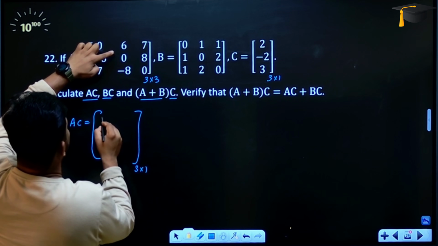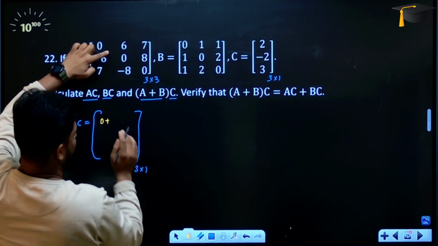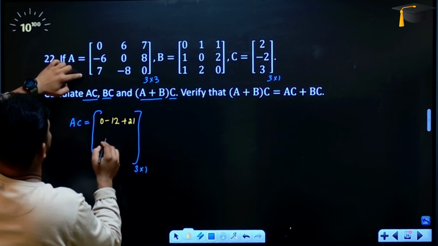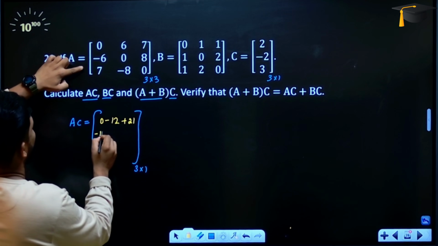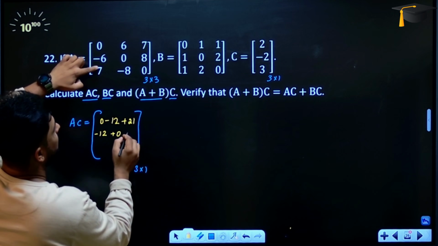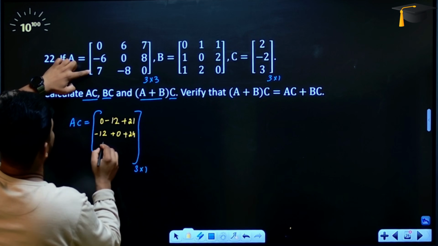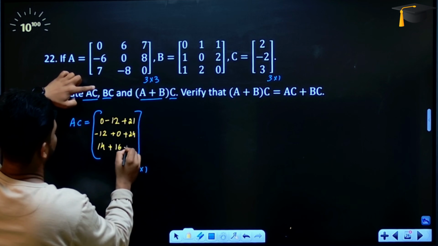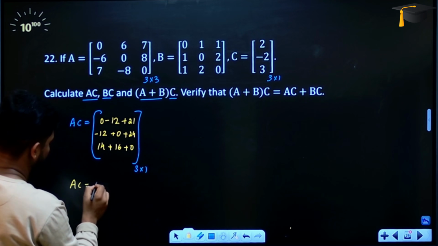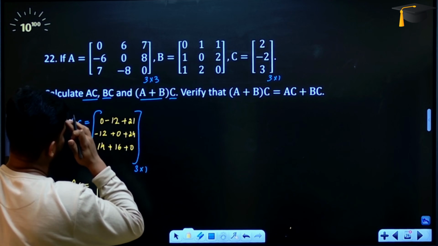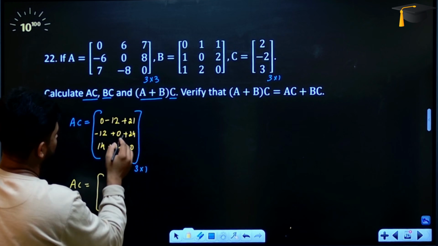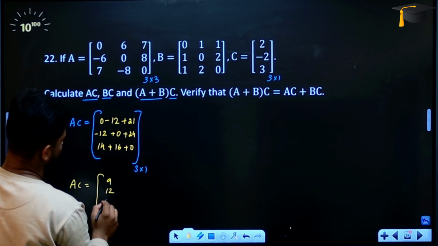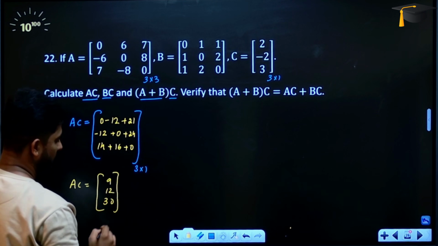0, 2 is a 0, 6 0 plus 6 into my it's minus 12 plus 7 3 is a 21. Okay, next minus 12 plus 0, 8 3 is a 24. Next 7 2 is a 14, minus 1 plus 8 2 is a 16 plus 0. So AC we got it. So AC is minus 12, 8 and 9. Yeah, it's 9. Okay, this is plus 12 and this is 20, 30, 9, 12, 30. So AC we got it.